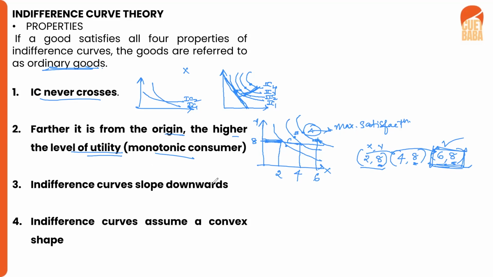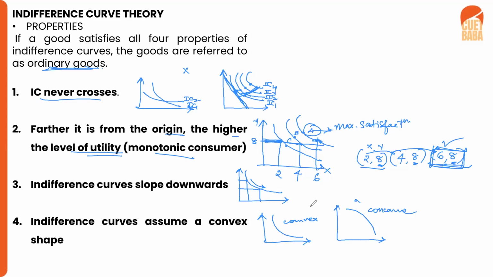Then third one is IC curves slope downwards. So even this is based on the example that I had given earlier, that they have to sacrifice 1 unit in order to consume more of another unit. So we can always see that downward sloping. And the last one being indifference curve assumes a convex shape. So when a graph is like this, it is called convex. And when a graph goes like this, it's concave. So here it is not there for our study.